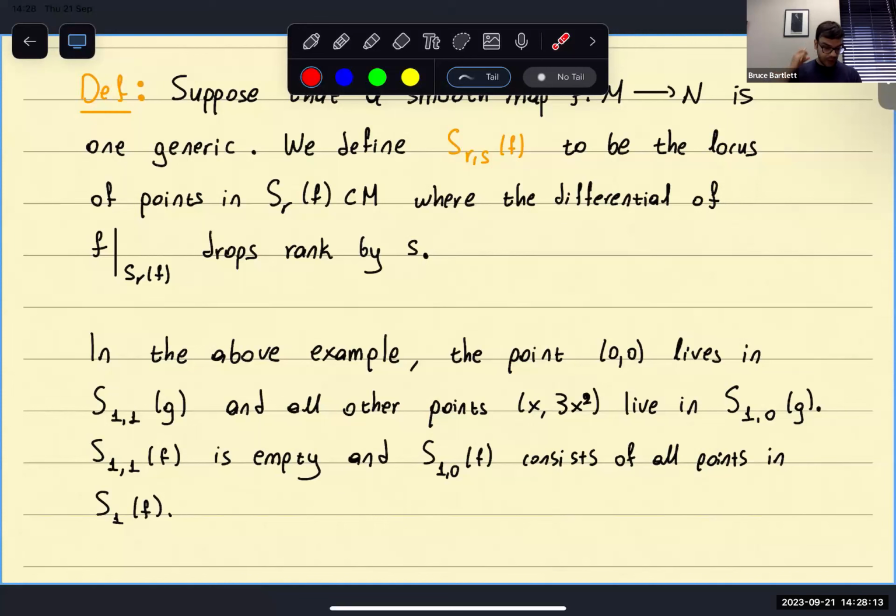Because the differential there drops rank by 1, and then restricting G to the locus of critical points, there's a new function, its differential will drop rank by 1. And then all other points of the form (x, 3x squared), apart from (0,0), live in S_{1,0} of G. And then for F, S_{1,1}(F) is empty, and S_{1,0}(F) consists of all points in S_1(F), so just the entire t-axis.